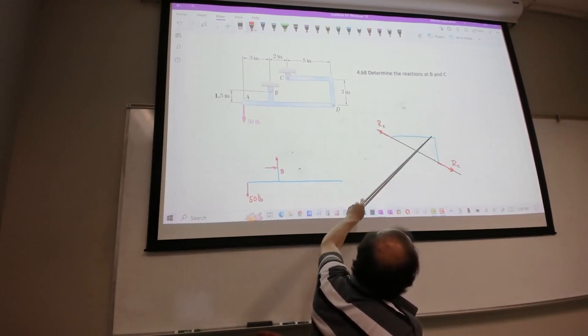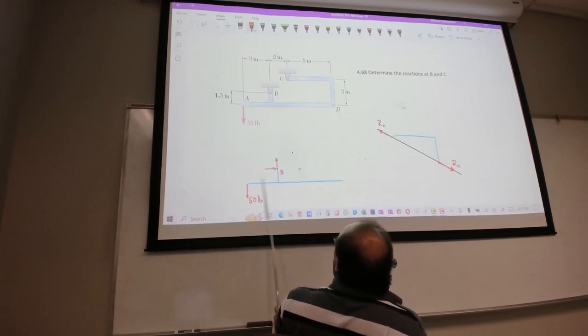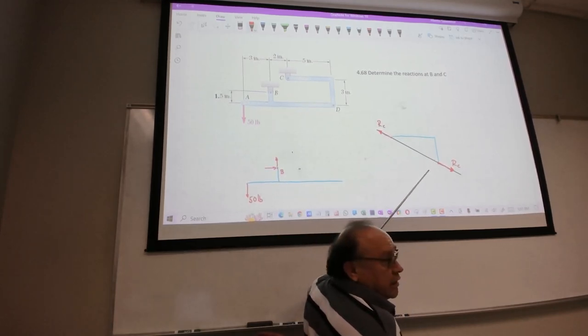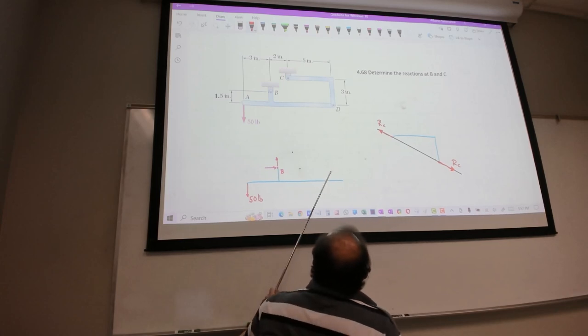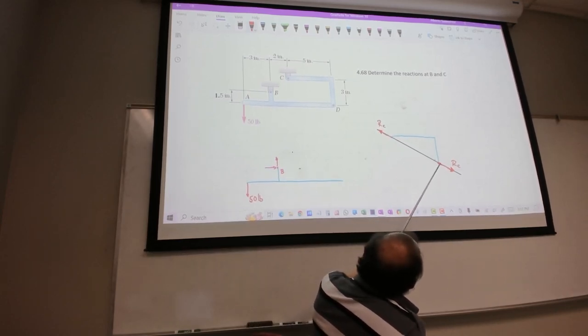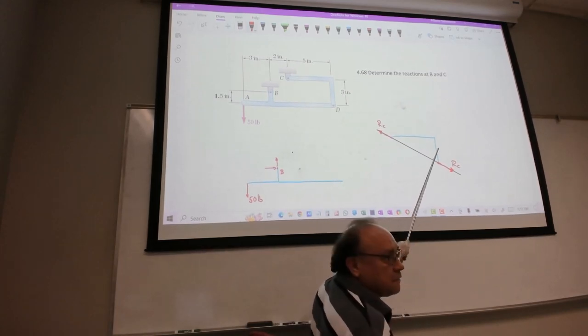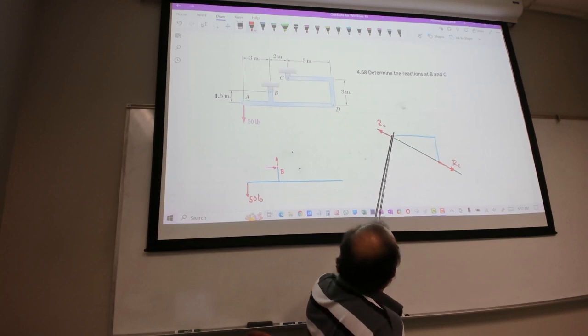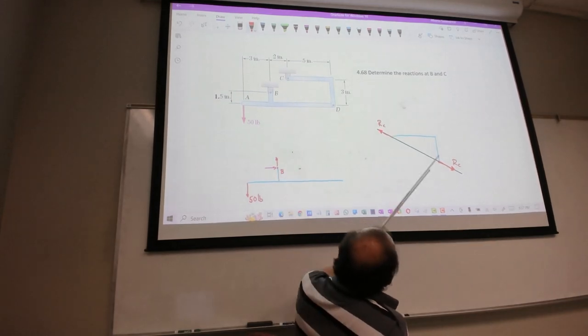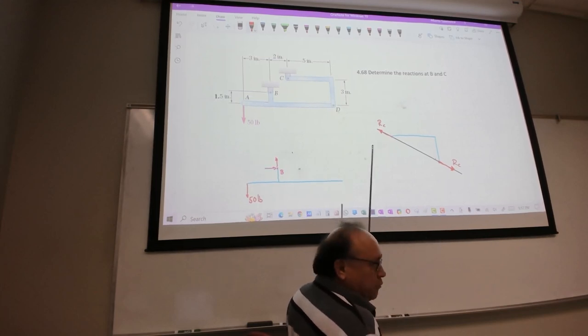How did I get this free body diagram? By erasing the support and erasing this. You see, it's not here, right? Oh, so at the point where this element touches this one, meaning in this point, I have to put one force, which is the force that this applies on this guy. Oh, so you have a force applied here by the support and a force applied here by this guy. Okay. So you have two forces.